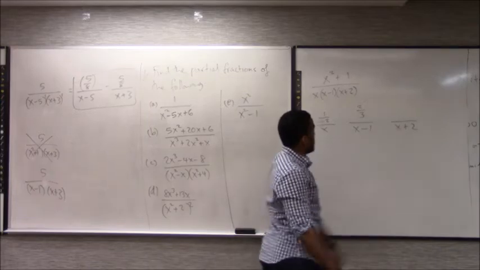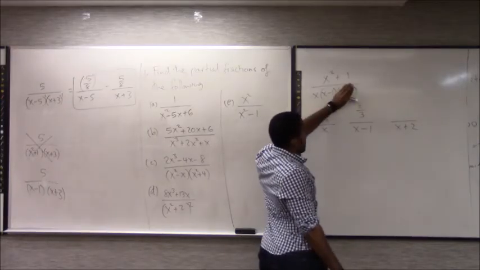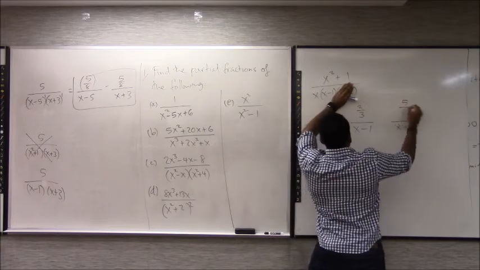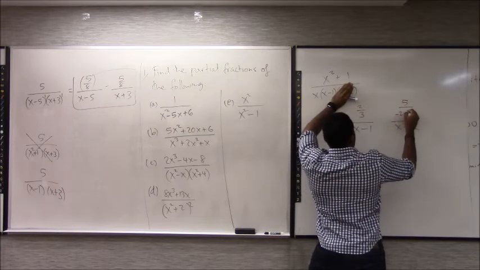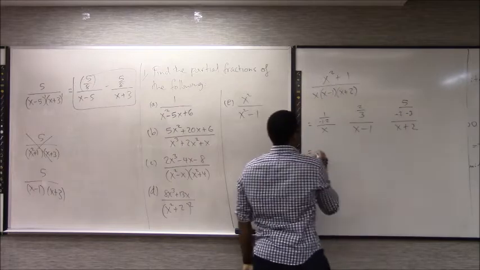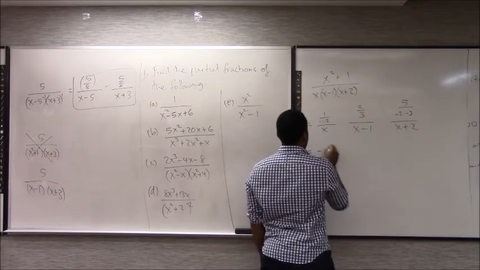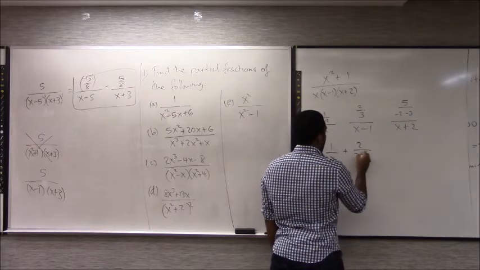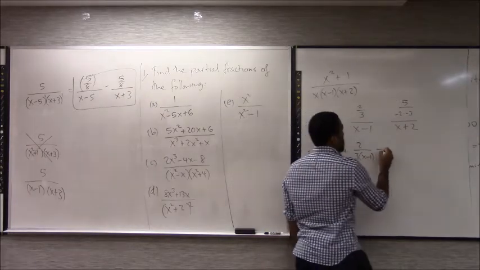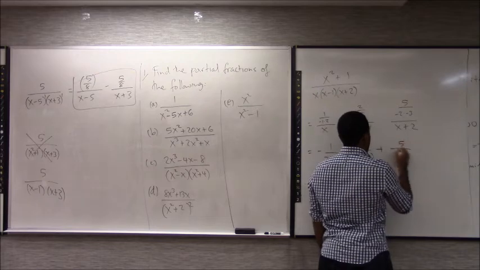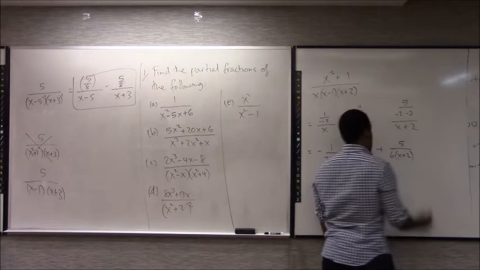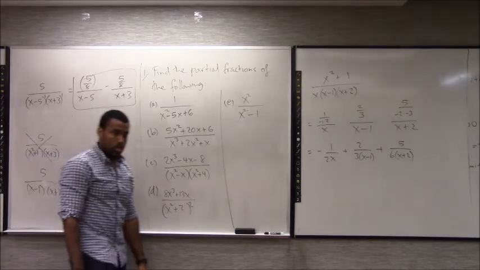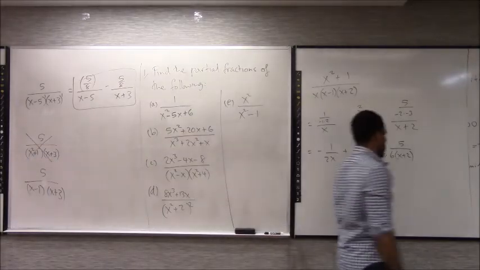X equals minus 2 makes this 0, cover that up and plug in minus 2. That will give me 5 over minus 2 times minus 3. So this will actually be minus 1 over 2x plus 2 over 3 times x minus 1 plus 5 over 6 times x plus 2. And you can check that that's the partial fractions. You add those together, you'll get the original. So it's a neat little trick.